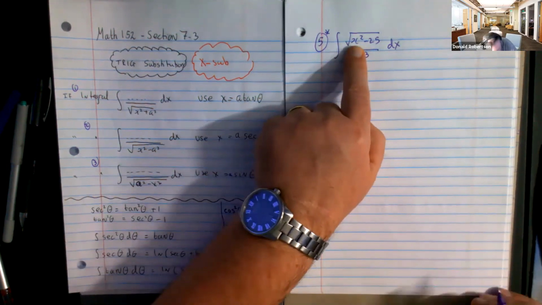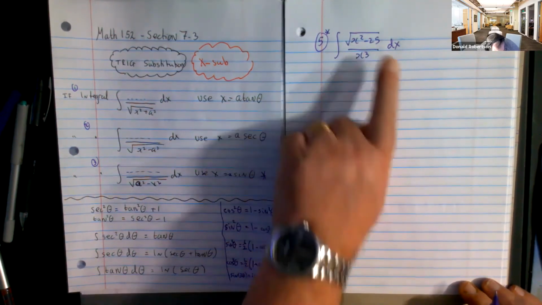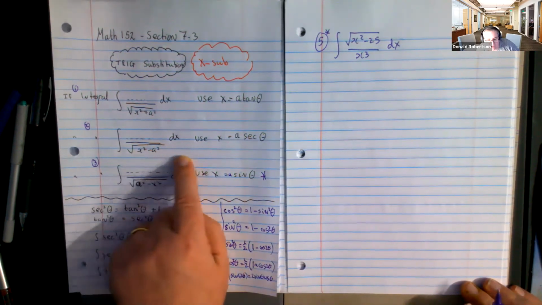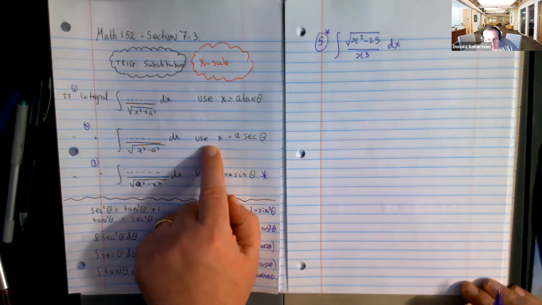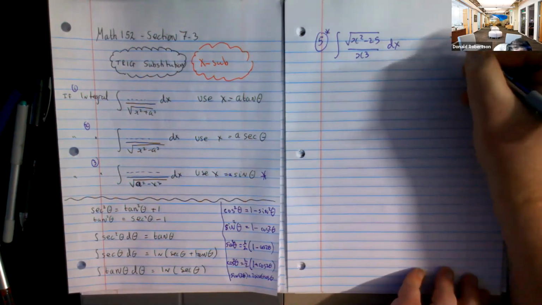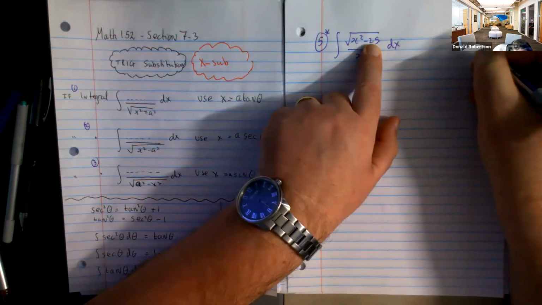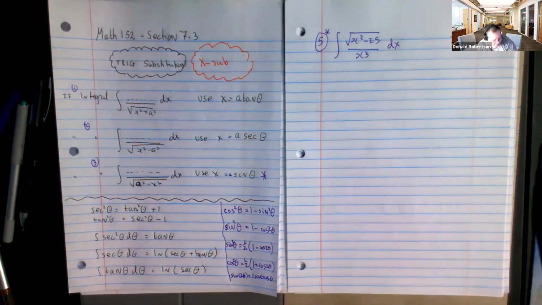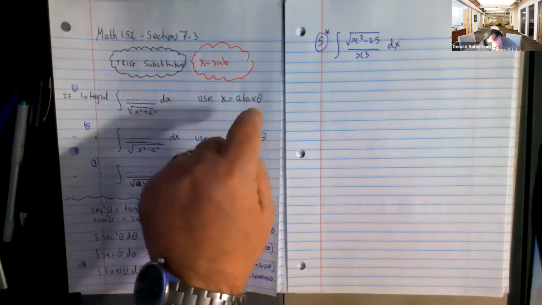X squared minus 25 is the key here. Can you see x squared minus a squared? That makes it number 2. And that means that we're going to do the substitution x equals a secant theta. So we're going to do x equals 5 secant theta. Are you happy about how I decided it was that one rather than any of the other 2?